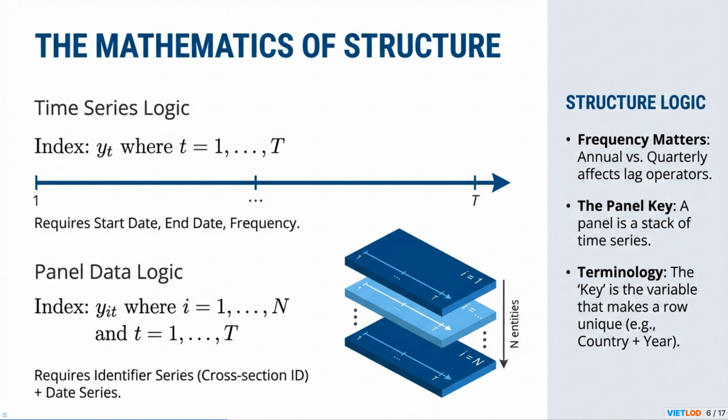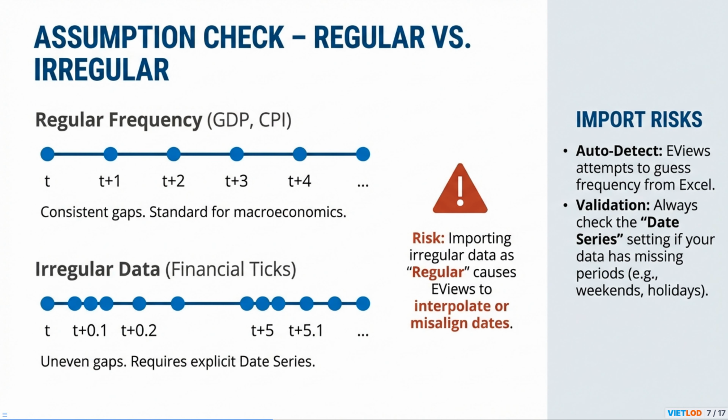To define panel data, EViews needs two key series, an identifier series for the cross-section, like a country code, and a date series for the time period. The combination of these two identifiers is called the panel key. This key must be unique for every single row of data. For example, the combination of USA and 1990 must point to only one observation.